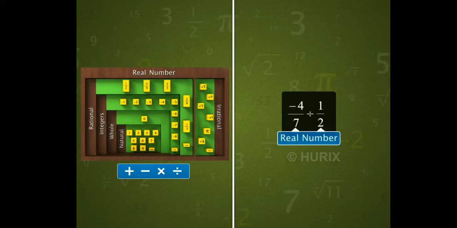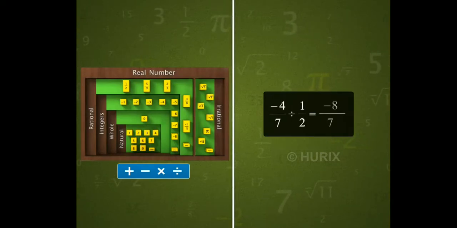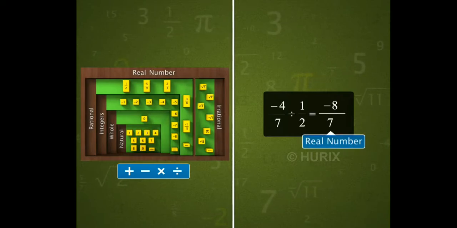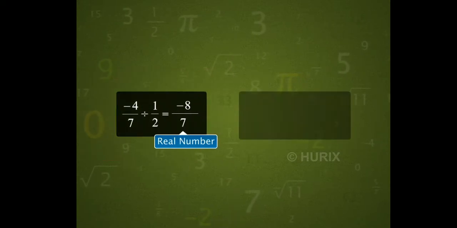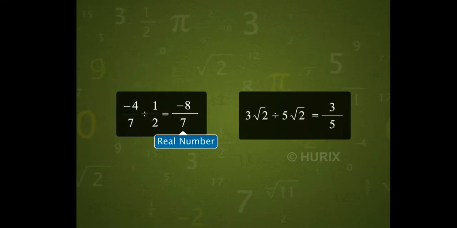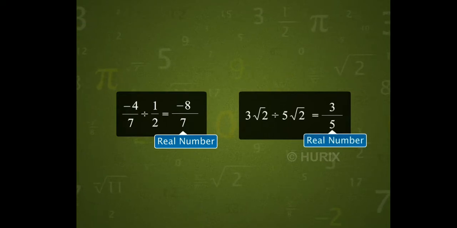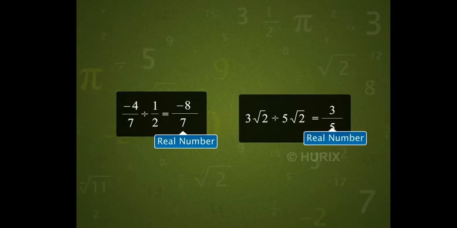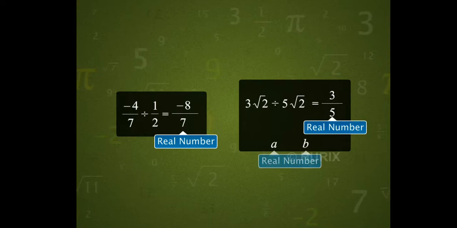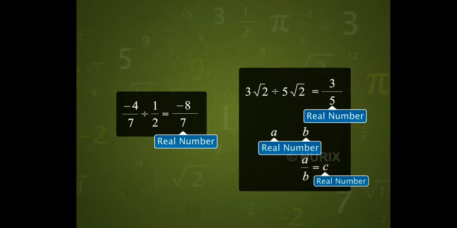Consider these two real numbers. If we divide one real number by the other, the answer is a real number here. If we divide two real numbers by each other, the answer that we get is again a real number. That's why we may think that if A and B are two real numbers, then A divided by B is also a real number.